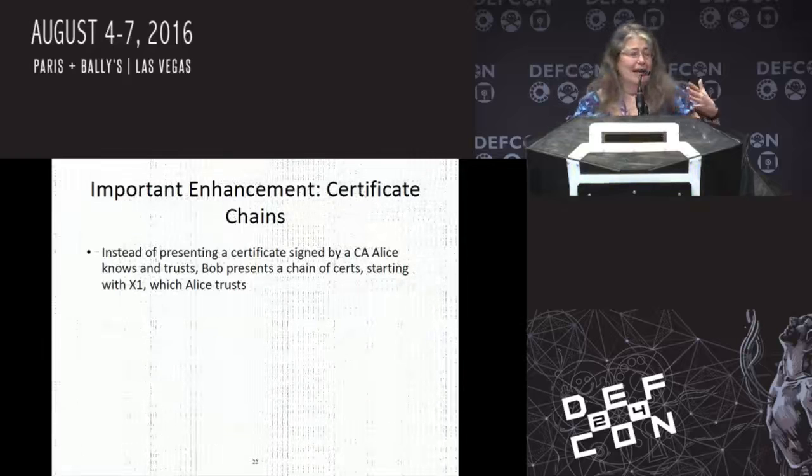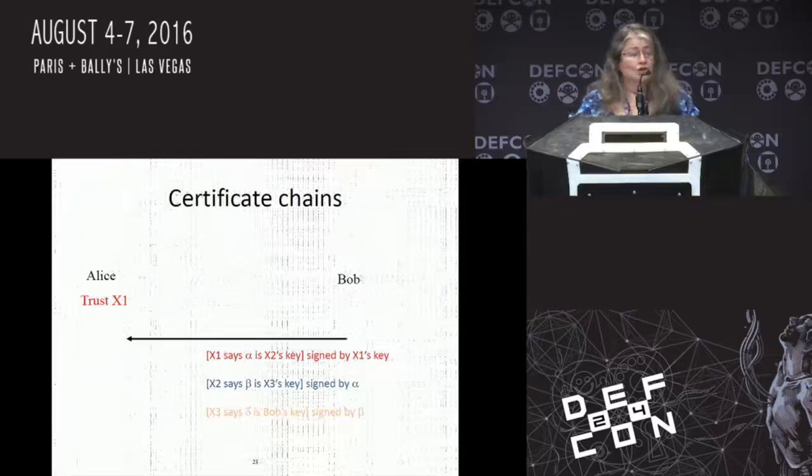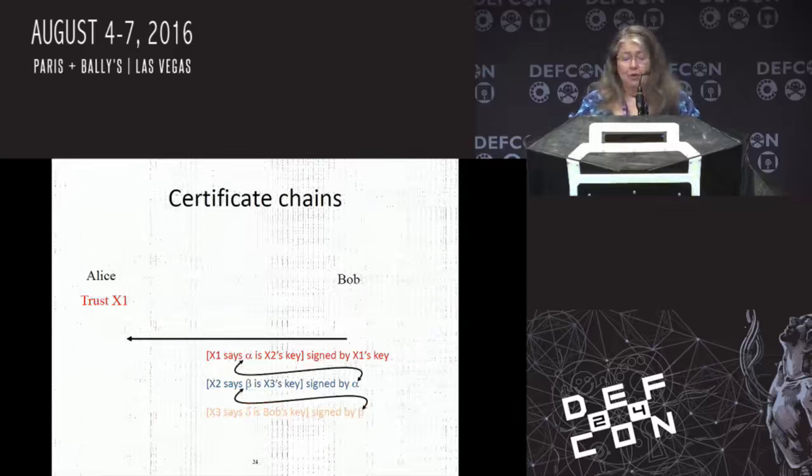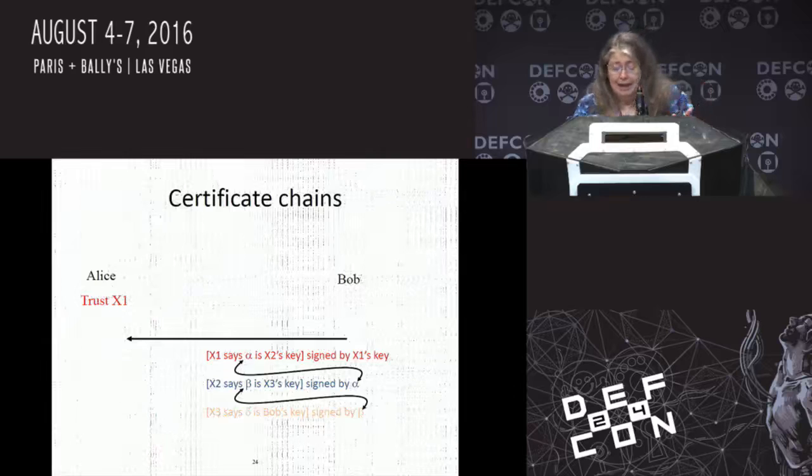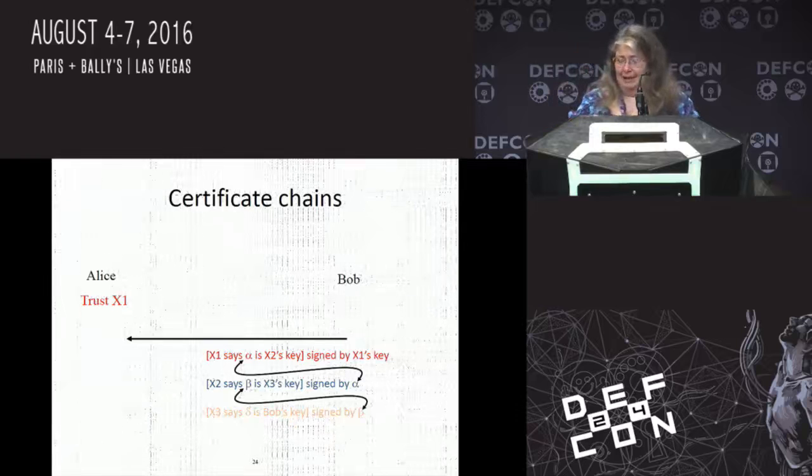So Bob does not need to have a certificate signed by something Alice immediately knows, but he can present a chain. So Alice trusts X1, and Bob gives 3 certificates: one where X1 says that alpha is X2's key, another where X2 says beta is X3's key, and beta says that X3 says that delta, I guess, is Bob's key. So with these 3 certificates, Alice can find his key.